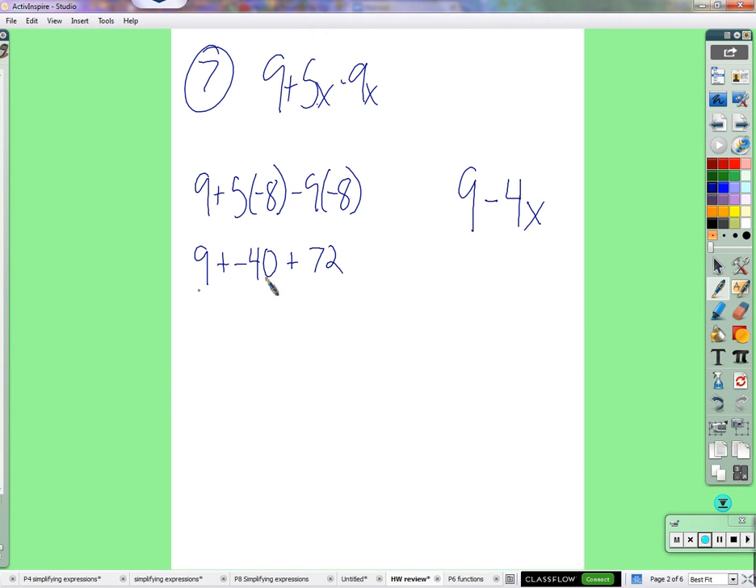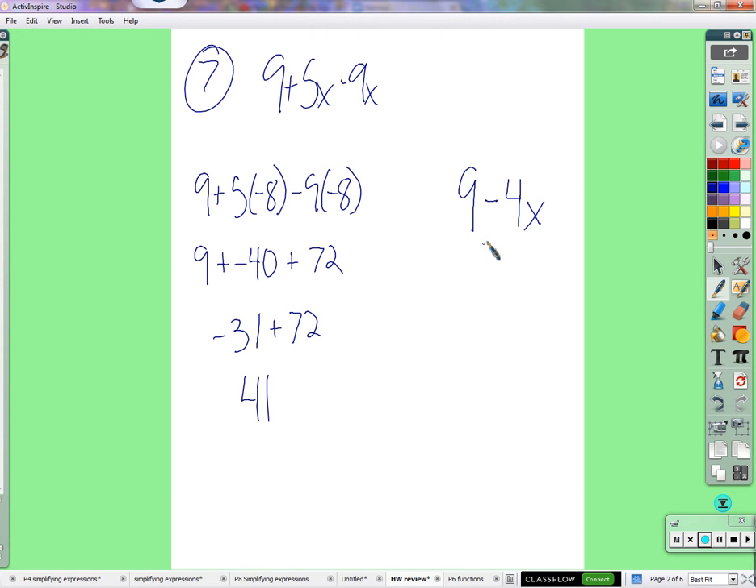9 minus 40 is negative 31. Plus 72 is 41. That's what I did. My uncle and my dad said that I was wrong. Your uncle and your dad are both wrong.